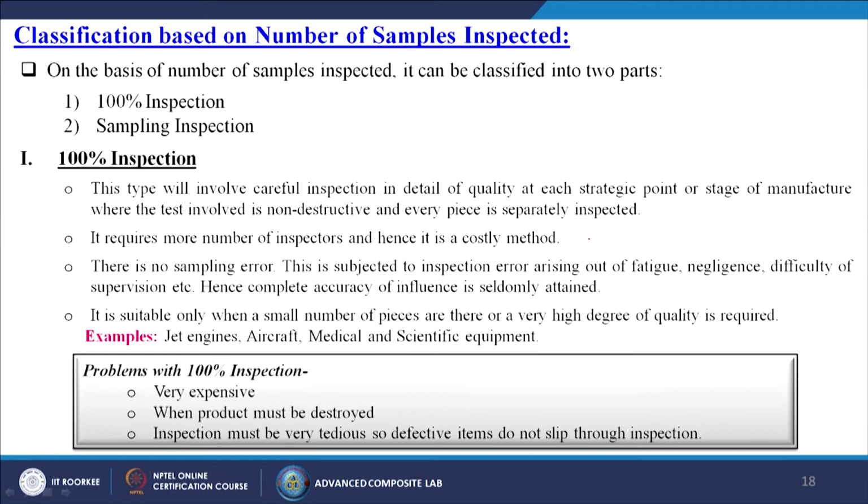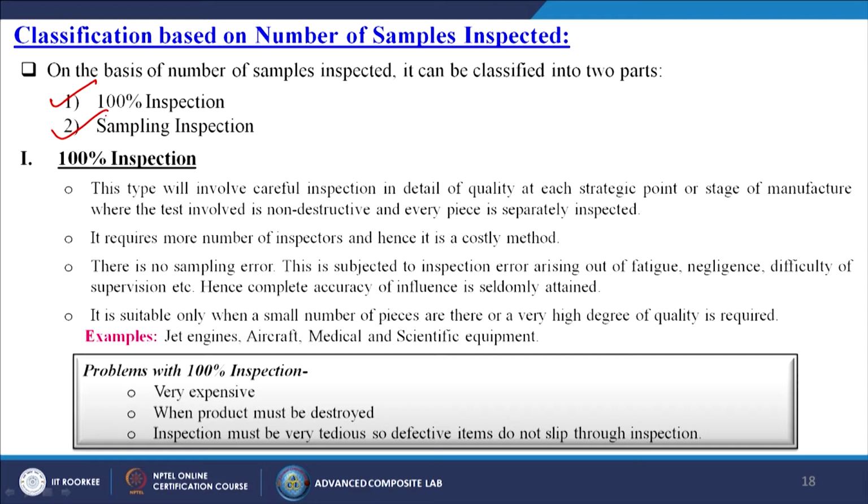Now, classification based on number of samples inspected. On the basis of number of samples inspected, it can be classified into two parts. One is called the 100% inspection, another one is called the sampling inspection. So, what is 100% inspection?